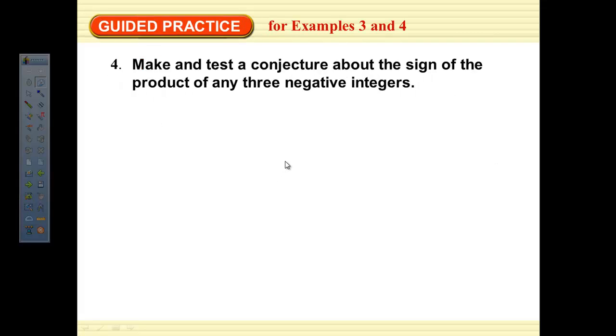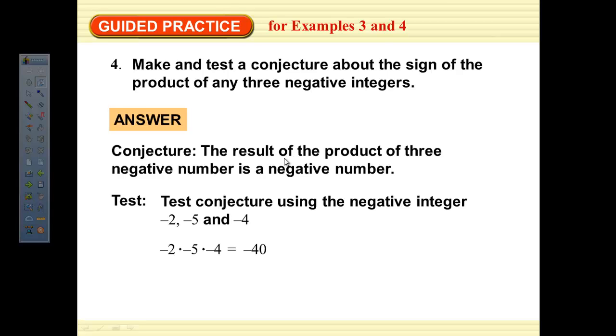And for this next one, we want to look at the sign of the product of any 3 negative integers. Well, hopefully we know the answer to this. If we multiply 3 negative integers, we would get a negative number as well. And here's one test for it. A negative times a negative is a positive, times a negative gives us a negative. And that's it for this one.